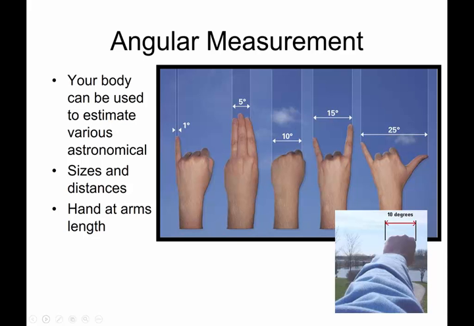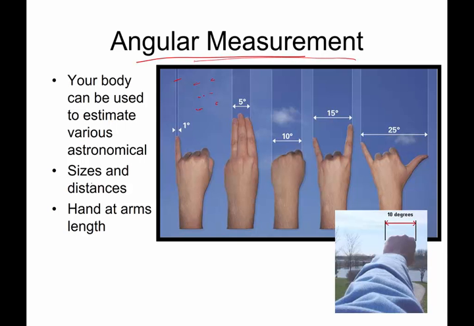I want you to understand how to measure angles with your body. When you're out with your sweetie pie and you're looking at the stars, you're not that nerdy. You're not going to haul out a protractor and measure something with a protractor. But if you want to measure how far across a particular star is or how high a particular constellation is, it's really easy to do with your body.